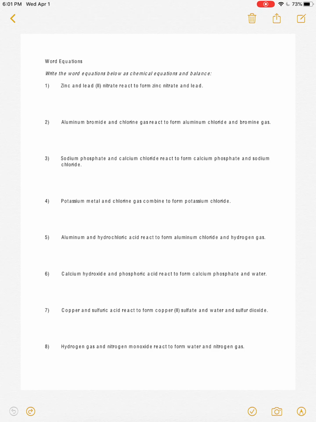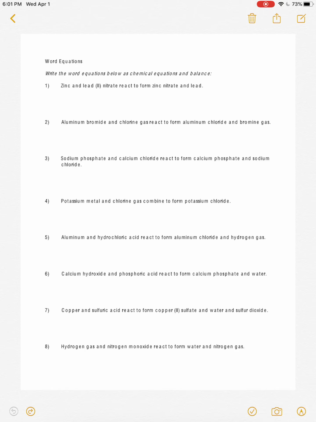Oh my goodness, you're thinking to yourself, Miss Berger, are you really giving us word equations? Yes, I am. Okay. So that means you really need to be on your game with the naming, because if you're not translating these correctly, there's no way you're going to balance it correctly. So I'm going to start with number 2.